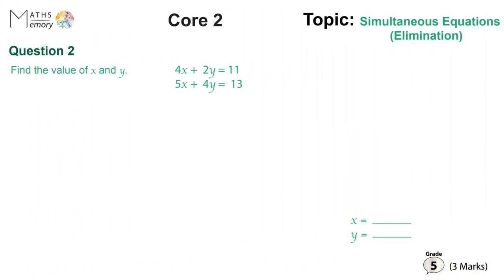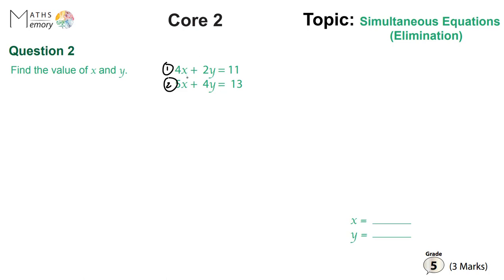Question 2, core 2 is simultaneous equations. Press pause, let's write this question down. Find x and y. Press play when you are ready. Now let's find out x and y. Here we have an advanced style simultaneous equation. And the way we identify the difference between a basic and an advanced simply has different coefficients, let's say, on each of the variables, different numbers on x and y.